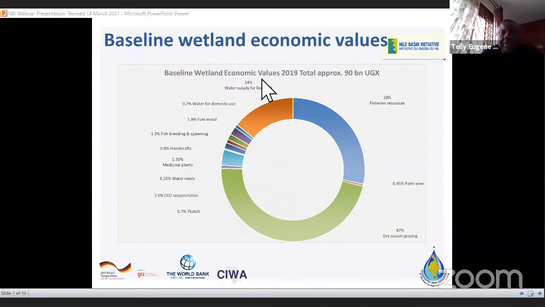In terms of the distribution of the economic output of the wetlands for the year 2019, you see that distribution there. The 90 billion shilling contribution is mostly accounted for by dry season grazing, the cattle and goats that are grazing in there and then when they are sold, generate about 47% of the total of the 90 billion Uganda shillings to households. Then there are fisheries resources. There's a lot of fishing, about three major species, mostly mudfish, and a little bit of tilapia. So that's the picture in 2019.